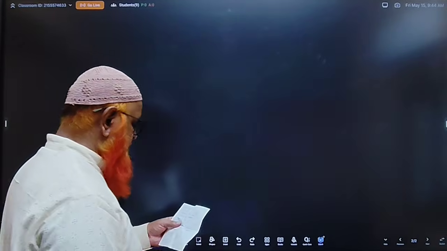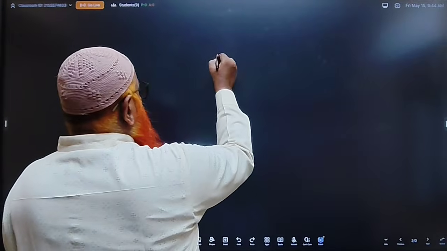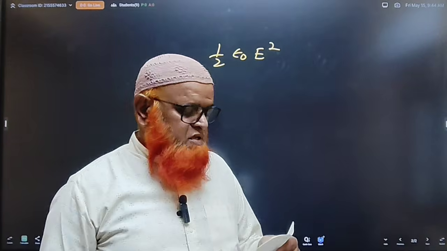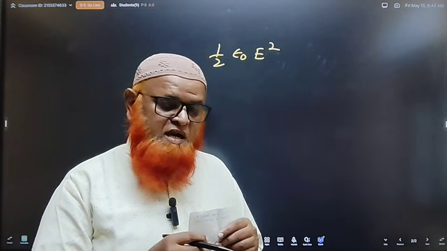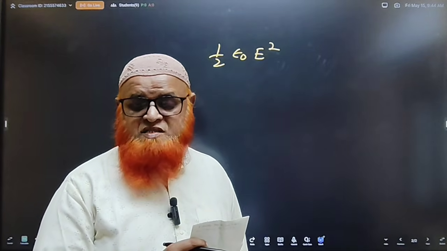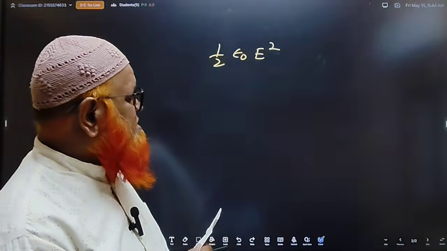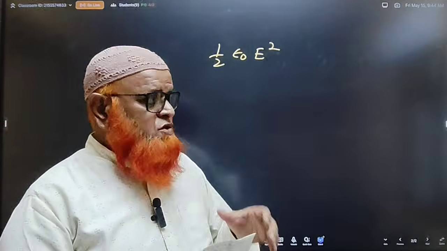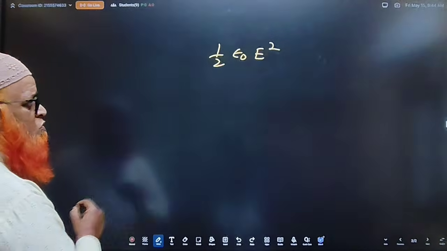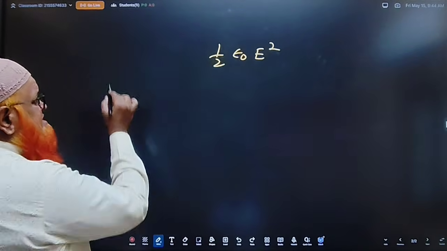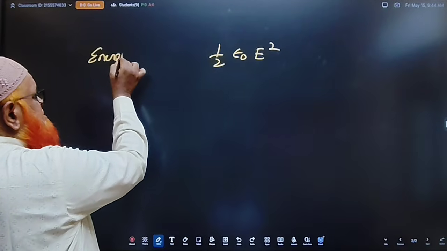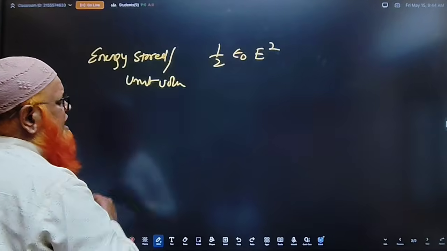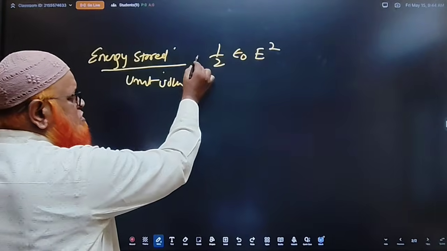So what is the next doubt asked by the students? What are the dimensions of half epsilon naught E square? Regularly asked. He will give this much only. But you should recognize that this is a concept which is present in which chapter? Capacitors. Energy stored in a capacitor, like that. So what is this formula representing actually? This is called energy stored per unit volume. Energy stored per unit volume is equal to this much value.